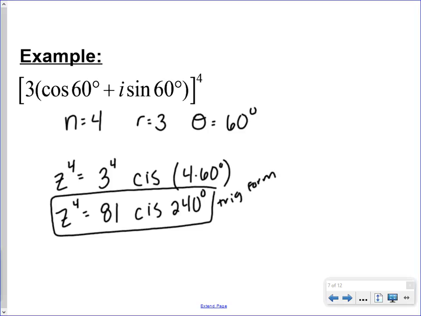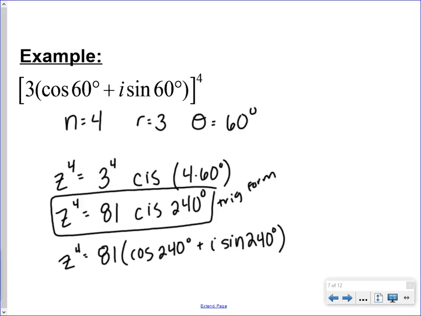And then if you wanted to go the step further, which is good practice, just pay attention to the directions: what form should you be leaving your answer in? If you want the rectangular form, you have two options here. We've got 81 times the cosine of 240 plus i times the sine of 240. And like David said, those are values on the unit circle. So if you want an exact number, you could use the unit circle. The cosine of 240 is really negative 1/2. The sine of 240 is negative square root 3 over 2.